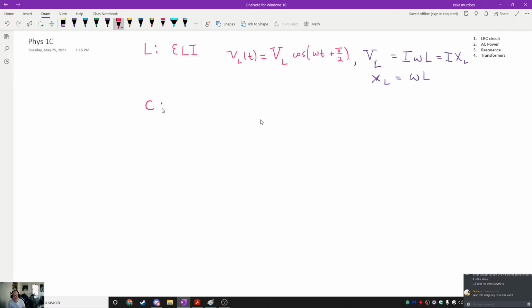We also did the capacitor-only circuit, for which the mnemonic device is ICE, so the current is going to lead the EMF. For this one, the voltage as a function of time across the capacitor is going to be equal to Vc times the cosine of omega t. So it starts off the same, but now we're going to have minus pi over 2, because in the capacitor-only circuit, the current leads the EMF. This makes us write down the current equation. The current equation is this.